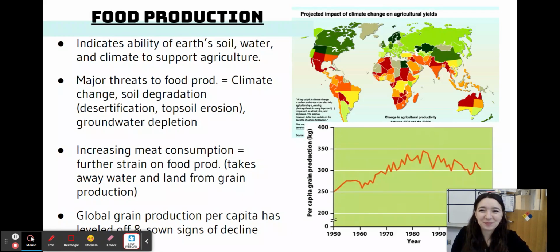That is bad. Food production indicates abilities of Earth's soil, water, and climate to support agriculture. Okay. Major threats to food production include climate change, soil degradation, and groundwater depletion. As a reminder, groundwater is our largest source of fresh water on this planet. And we get groundwater when it rains. It trickles through the soil.